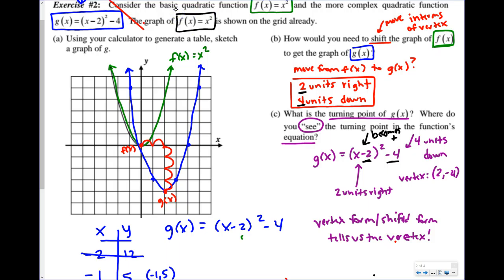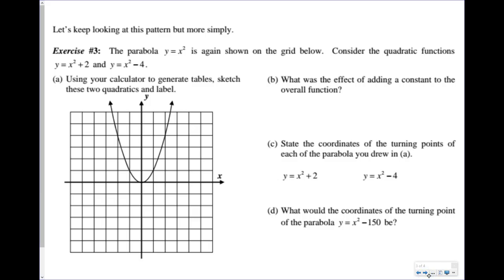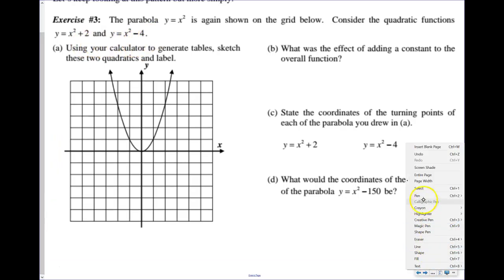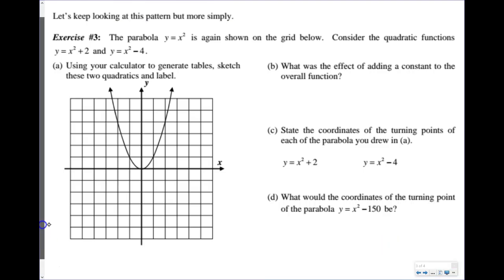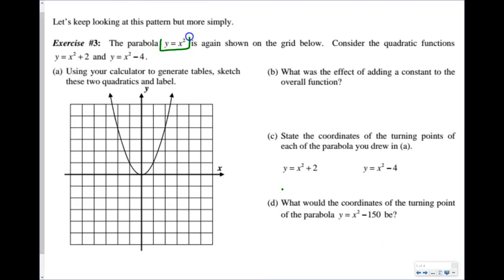Okay, let's keep exploring this in exercise 3. Exercise 3 says the parabola y equals x squared is again shown in the grid below. And now consider the quadratic functions y equals x squared plus 2 and y equals x squared minus 4. So I have my original basic function here, which I'm going to mark again in green, because I think it shows you a little bit more. So this is our basic x squared function in green. And now we're going to look at x squared plus 2 and x squared minus 4.